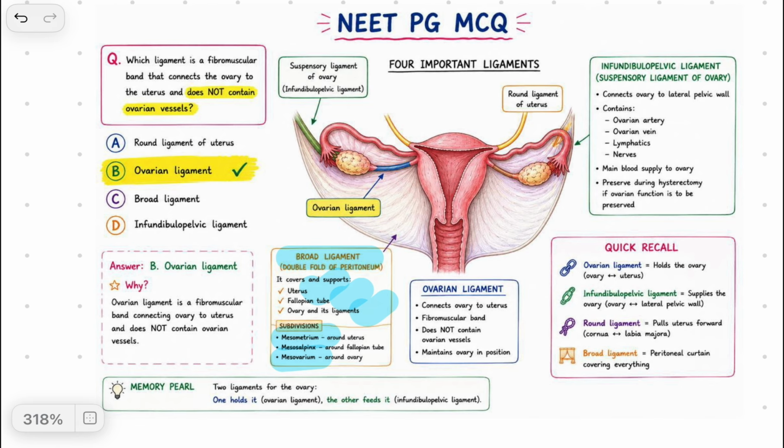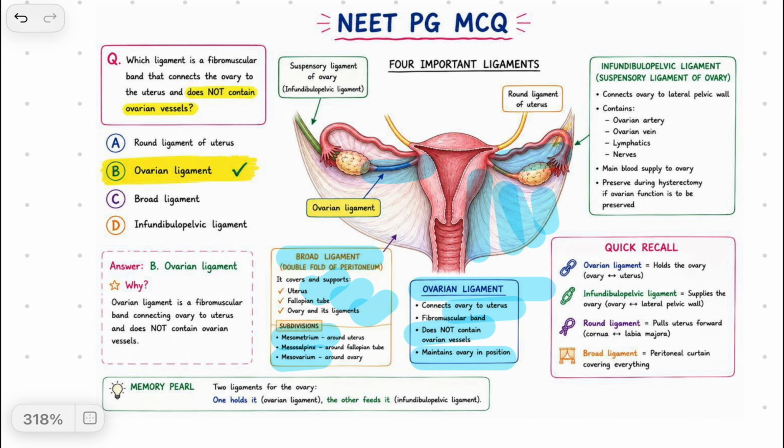Let's come back to the ovarian ligament. The ovarian ligament function is connecting the ovary to the uterus. This is where you see the ovarian ligament, and all this double fold of peritoneum is the broad ligament. So this ovarian ligament connects the ovary to the uterus. This is basically a fibromuscular band, and this is a very important point. It does not contain ovarian vessels, and the main function of it is to maintain the ovary in its position. This is what we need to know about the ovarian ligament.